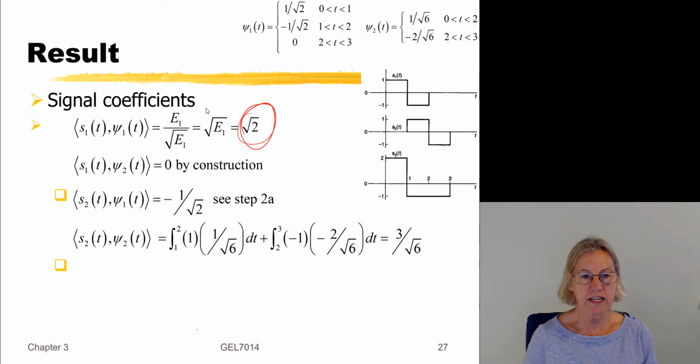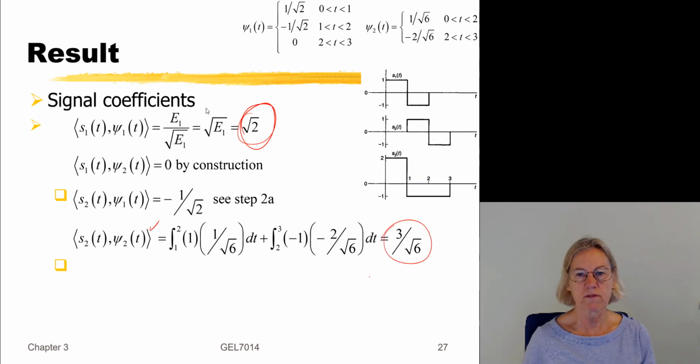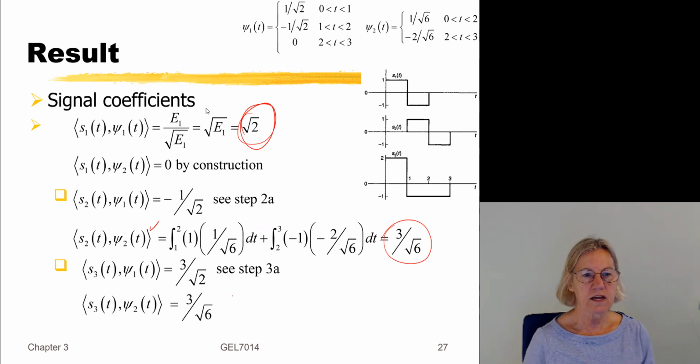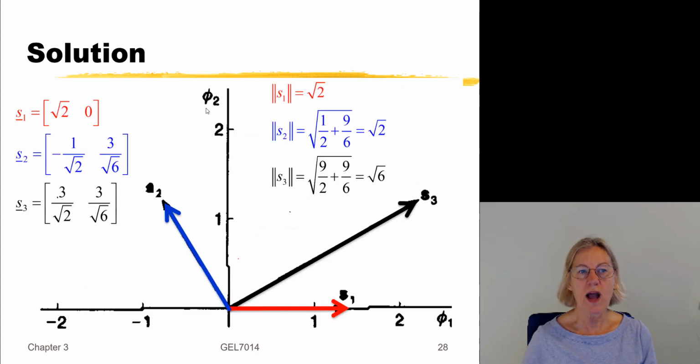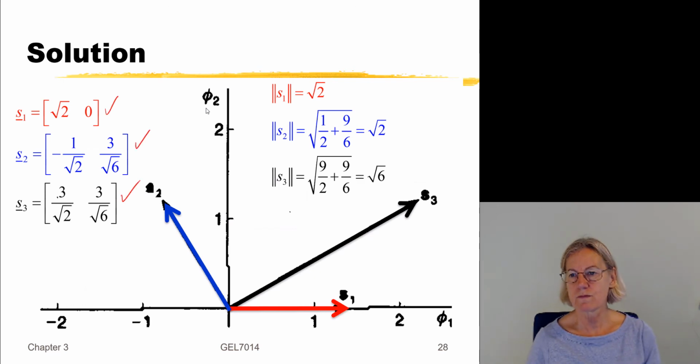We do have to calculate the coefficient with the inner product of S2 and C2, and when we do the math we come up with 3 over the square root of 6. And of course for the third symbol we have already calculated the coefficients with C1 and C2. So these calculations of coefficients allow me to write the coordinates, the coefficients if you will, of each one of these signals. So now we know where I got this plot, which I showed you previously.